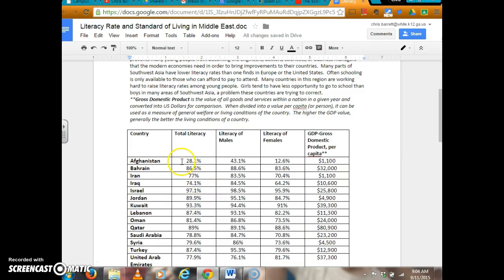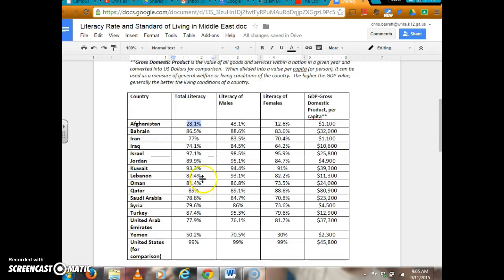Afghanistan's literacy rate is 28.1%. Very low when you look at the rest of the Middle East. Okay? The male literacy rate is 43.1 and the female literacy rate is 12.6. So what you do is you take the entire country's GDP and you divide it by the population. What that gets you is the per capita. Okay? So, Afghanistan's per capita is only $1,100.